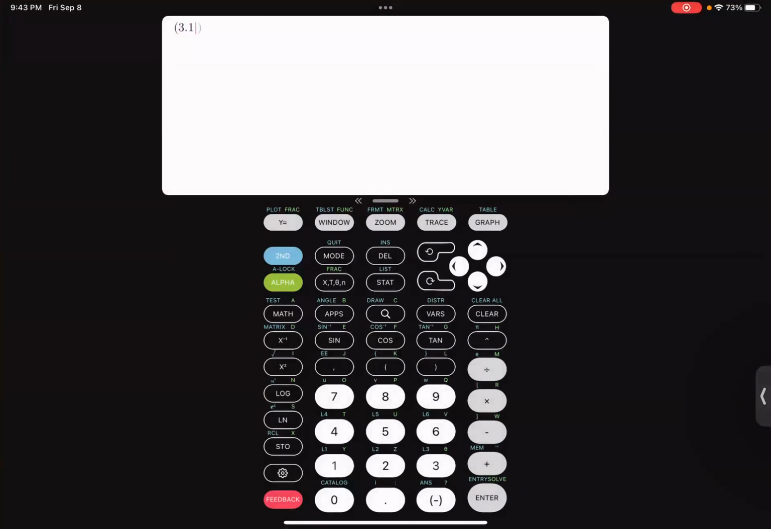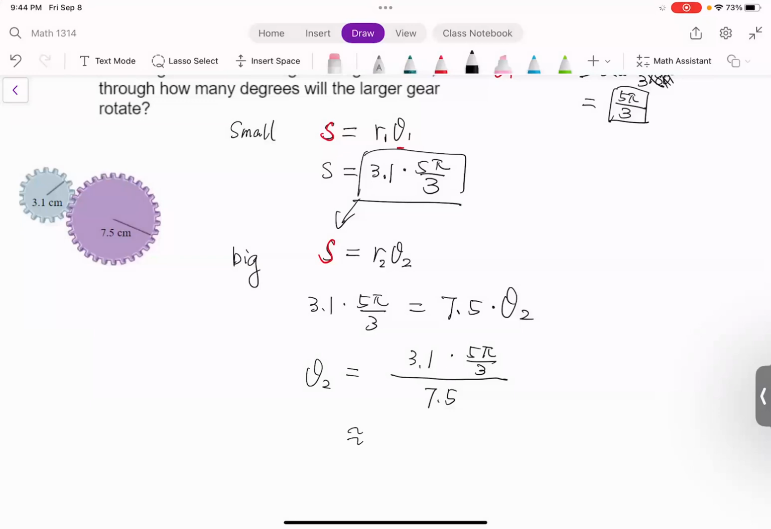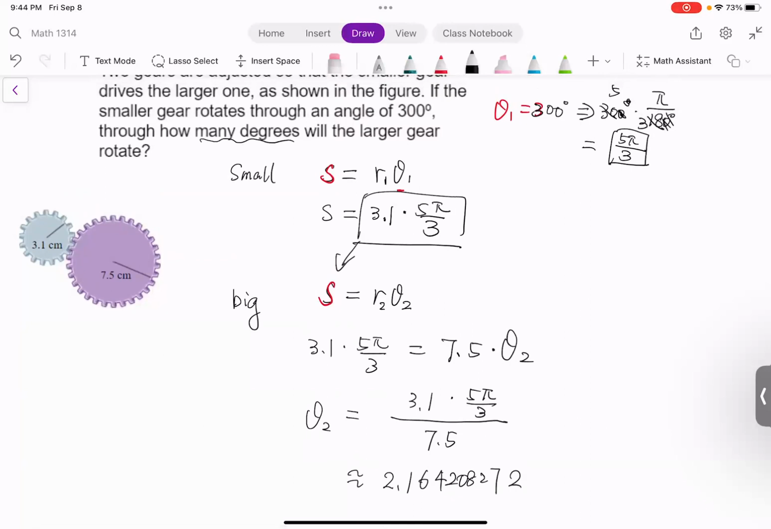So 3.1 times 5 pi. I click the clear. On the top is 3.1. 3.1 times 5 pi. Second caret. 5 pi divided by 3. And then all of them divided by 7.5. Okay, let's hit enter. Okay, that's 2.1642 something. So the theta 2 in the radian mode is 2.16420872. And then we need to convert it to the degree mode because it asks how many degrees.